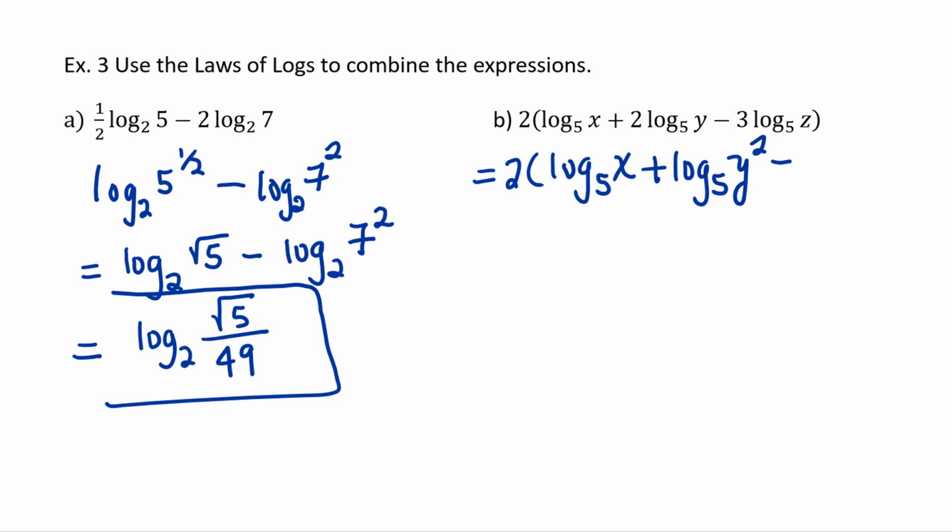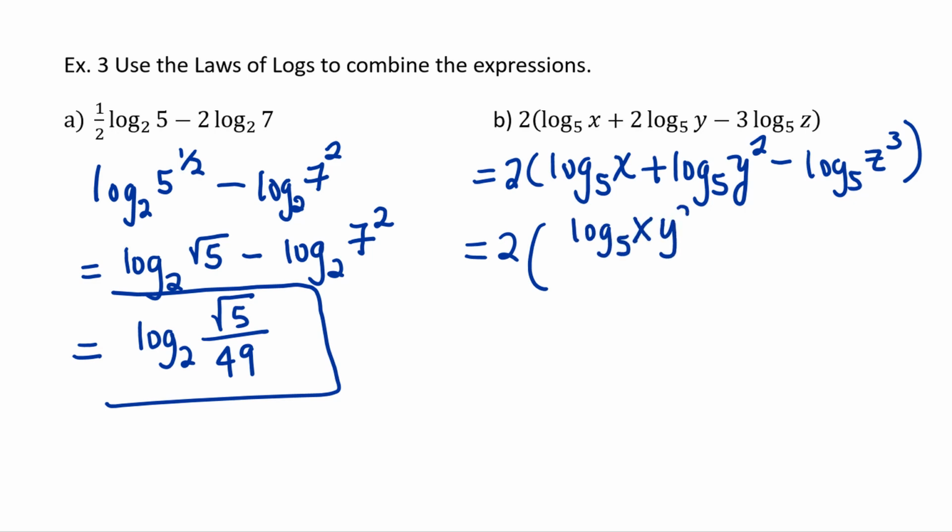Similarly, for the third one, we rewrite the coefficient of 3 as a power for the z, so the 3 times log base 5 of z becomes the expression log base 5 of z cubed. Now, let's use the properties that let us combine the sum of 2 logs as a log of a product. So this becomes 2 times log base 5 of x times y squared, and this will be divided by what is subtracted, which was log base 5 of z cubed, so it'll just be divided by z cubed.